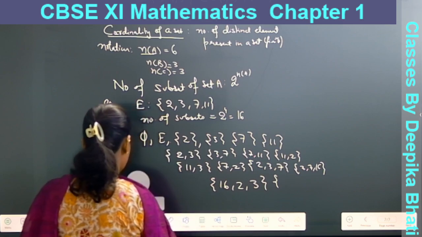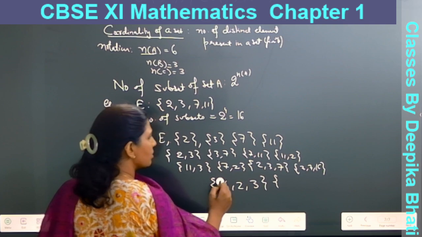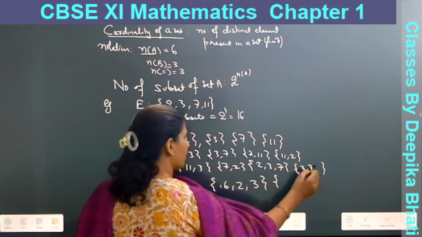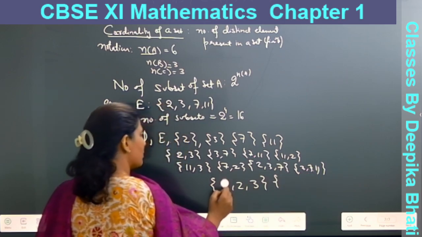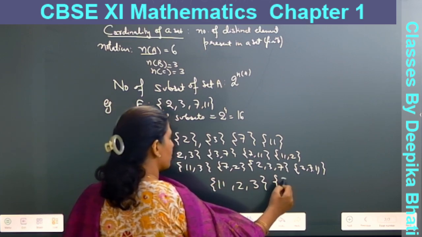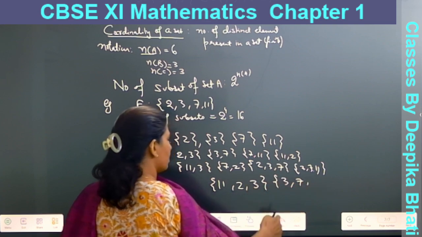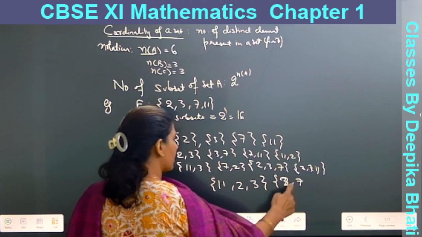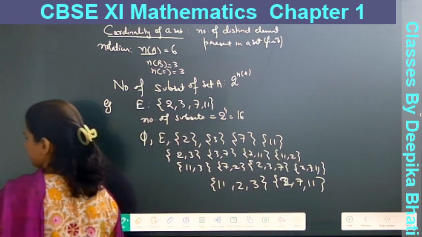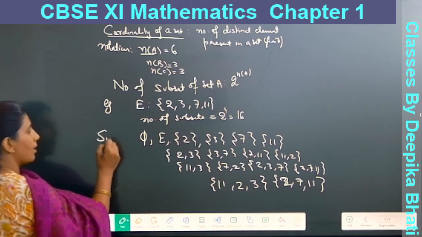So 6, 2, 3. Not 16, this is 6 basically. It's 11 basically, 11, 12, 3. And the last one is 3, 7, 2, 7, 11. Now all 16 subsets are there. Okay, all 16 subsets are there.